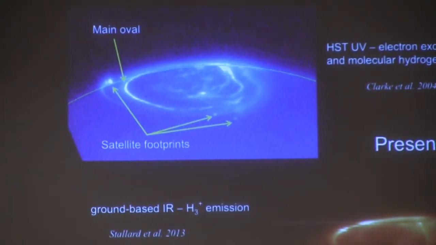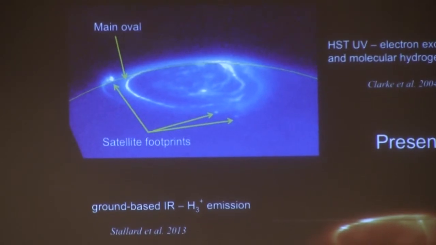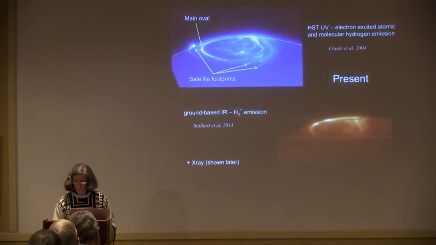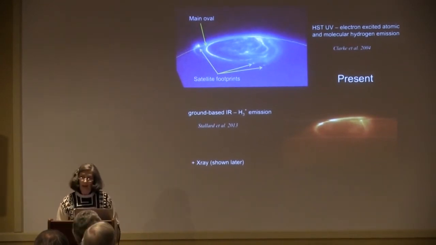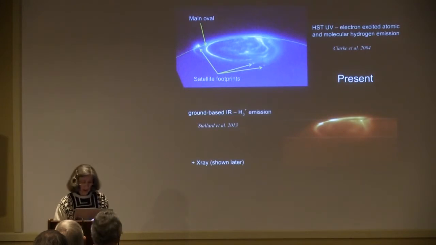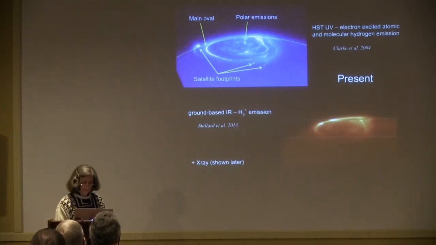The dawn storms can rise to several megarayleigh over a period of about an hour and persist for a few hours. They're fixed in local time, so they remain centered along the main oval near dawn while the other main oval emission features rotate past. And so that tells us that it has something to do with the solar wind and not an internal source. The polar emissions are complex and highly time variable.